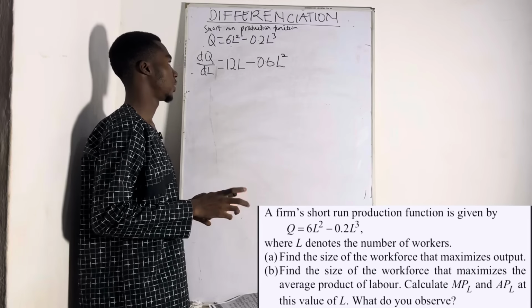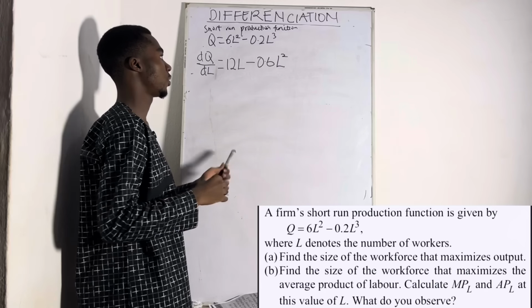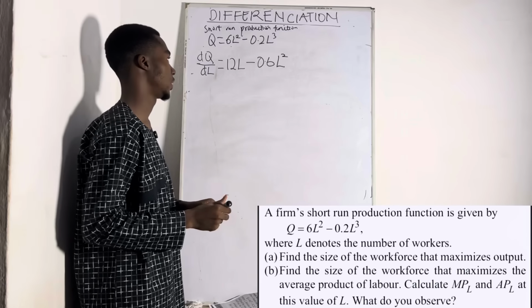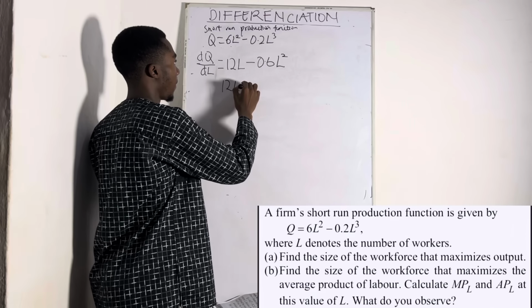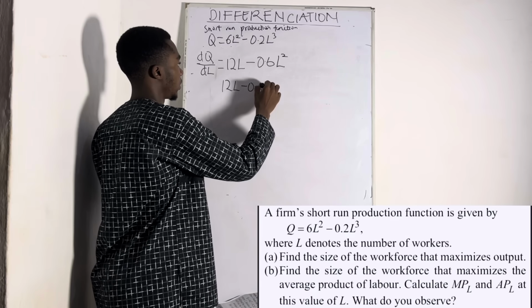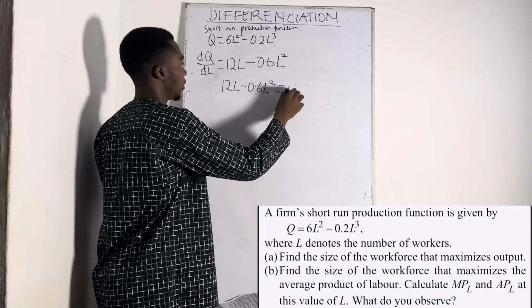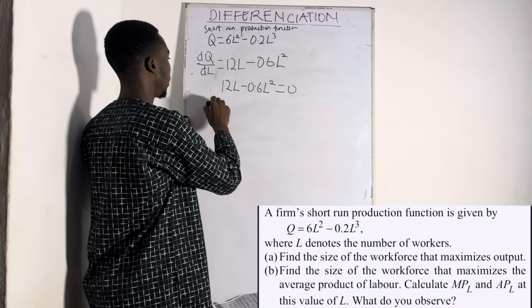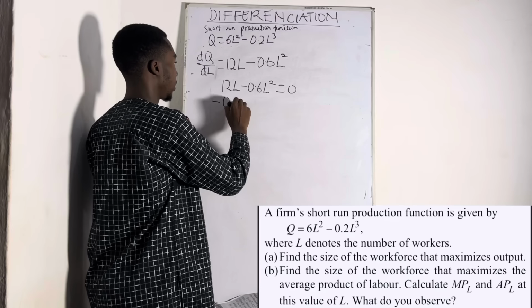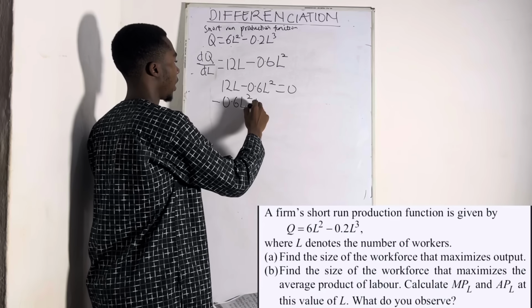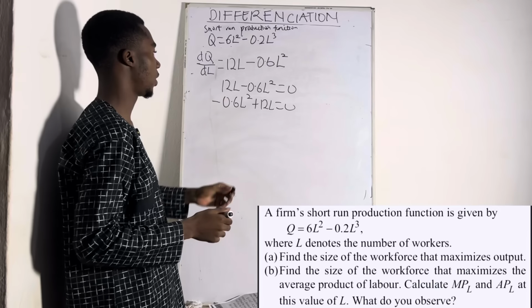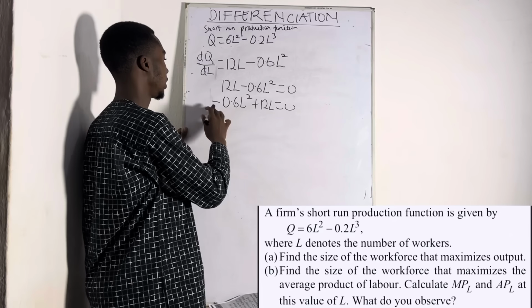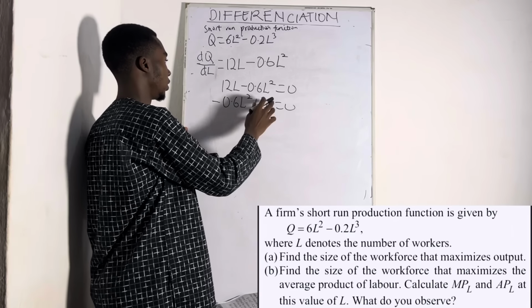So this is the first thing we do. And just like we've been doing previously, you are going to equate this to 0. You get it? So we are getting 12L minus 0.6 L squared is equal to 0. If you want to rearrange it, you are getting negative 0.6 L squared plus 12L is equal to 0. So we bring the one with the highest exponent first.